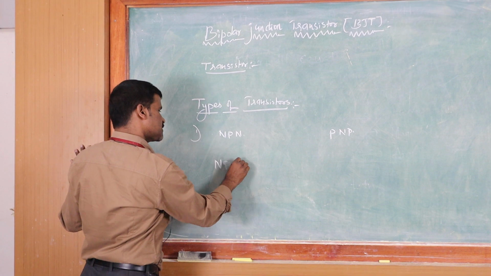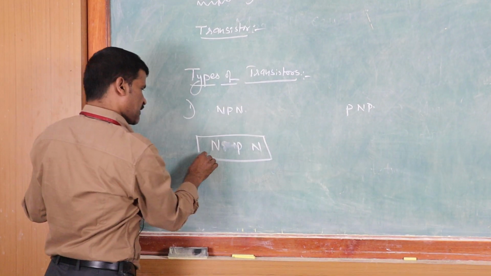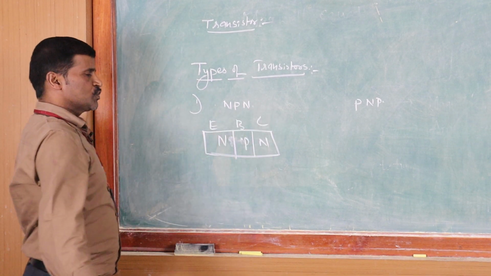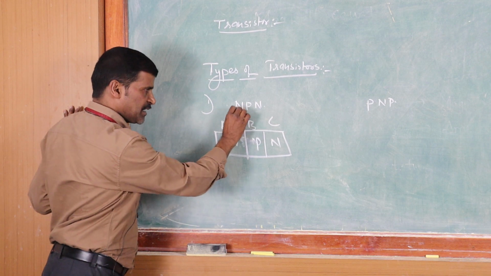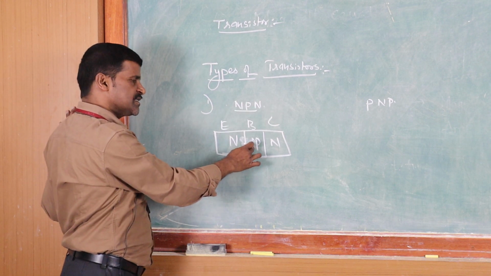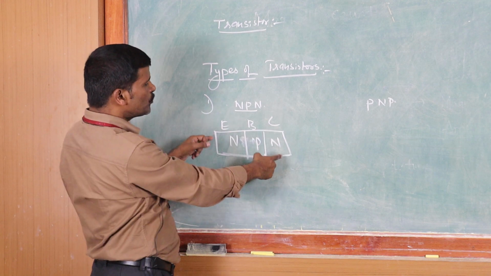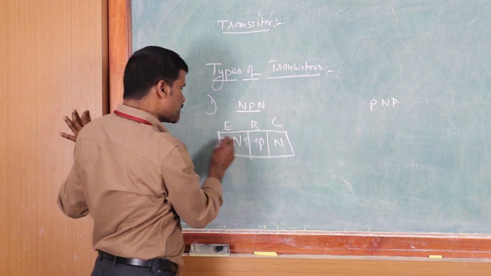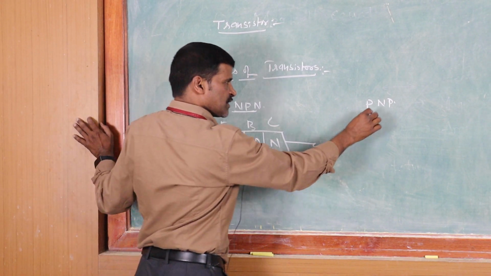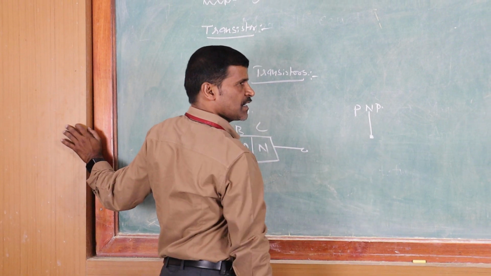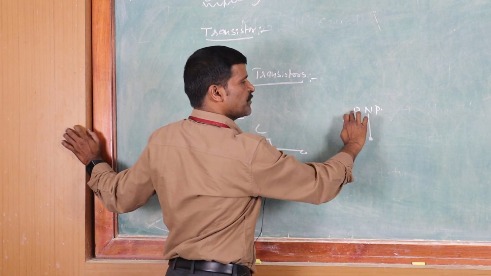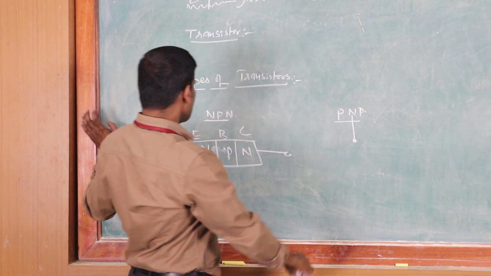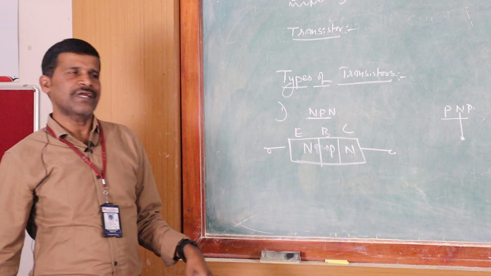The terminals of the NPN transistor are emitter, base, and collector. In an NPN transistor, the base, a P material, is sandwiched between two lightly doped N-type semiconductor bars. But in a PNP transistor, the base, an N-type silicon or germanium, is sandwiched between P-type semiconductors. That is called a PNP transistor.